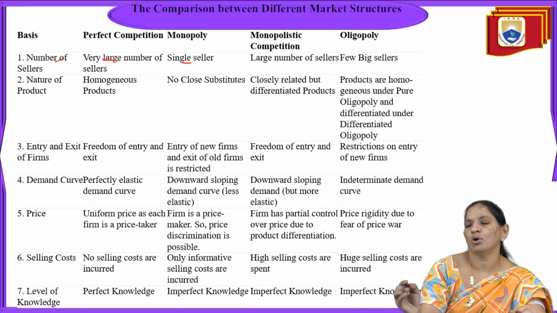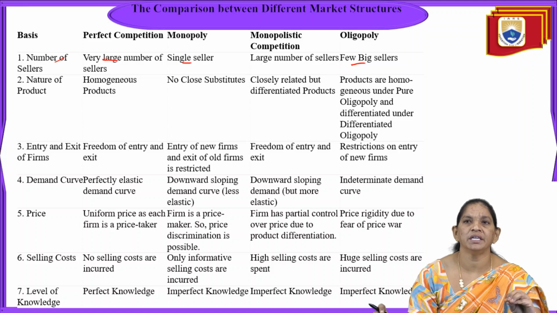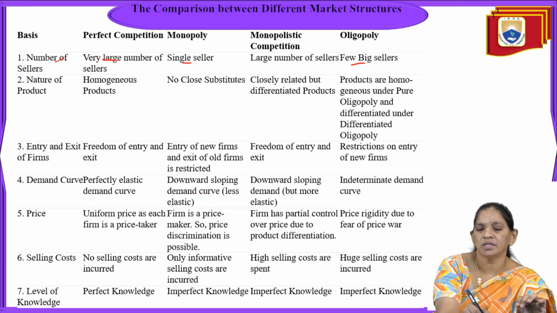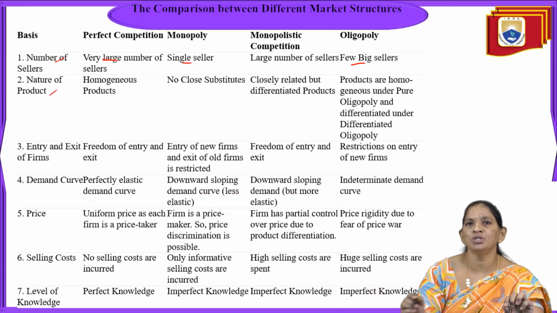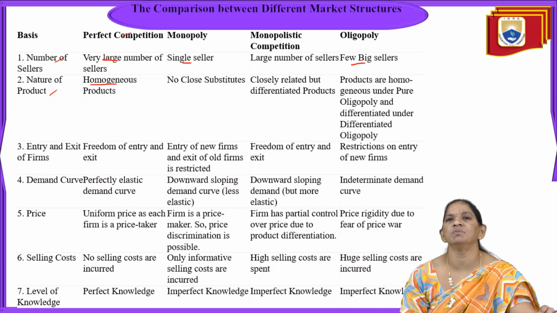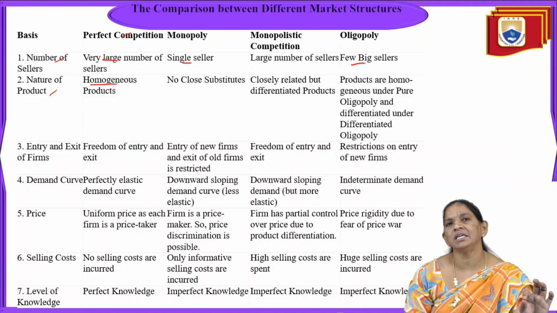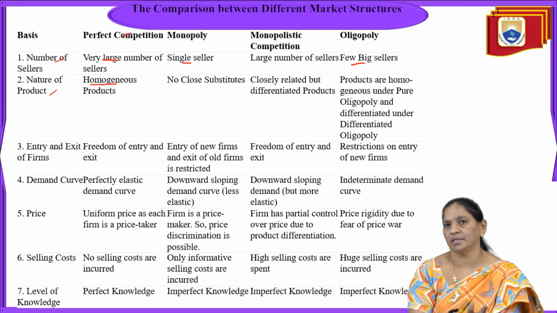But in oligopoly, only a few, meaning 4 or 5, people will be there selling the product. And the next category is the nature of the product. Based upon the nature of the product, homogeneous means perfect competition itself is giving homogeneous, meaning identical product in all ways, cost, quality, every way, meaning the product will be maximally similar and identical.